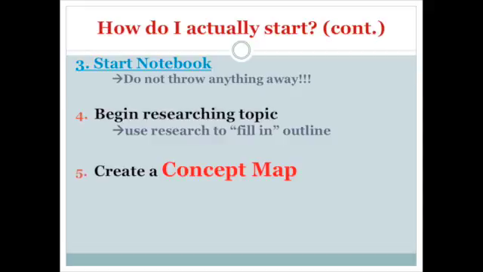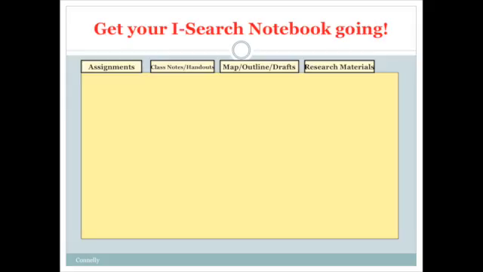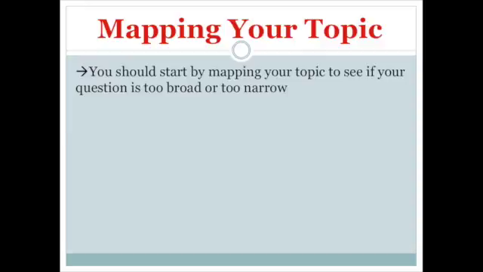The next thing you're supposed to be doing is taking all that information from the research, and we're going to map our topic so we make sure that our topic is not too broad or too narrow. Okay, and then finally, we're going to turn that concept map into a topic outline. So all this information is going to go into the map outline and drafts tab because we're going to create a concept map today.